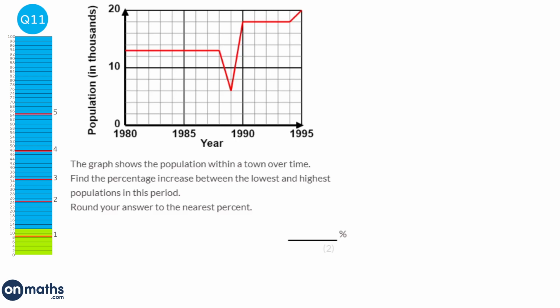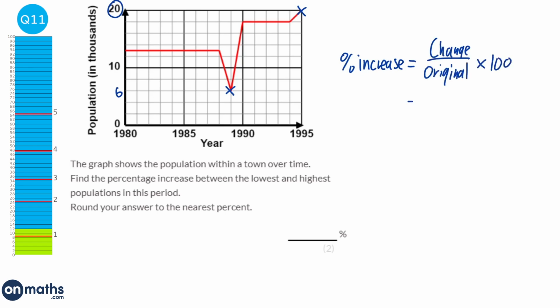The lowest point on this graph is here, at 0.6, and the highest point is here at 0.20. We're looking for percentage change or percentage increase, and the formula is change over original times 100. So the change between the 6 and the 20 is 14. The original, the starting point, was the 6, and times by 100.